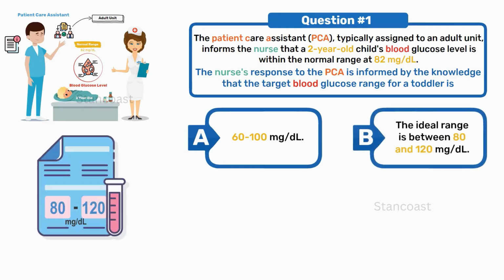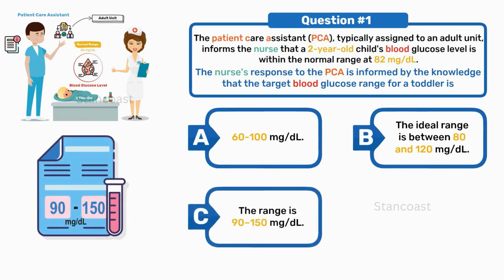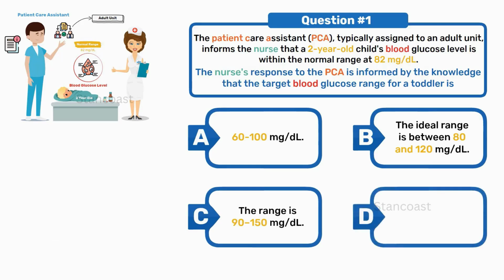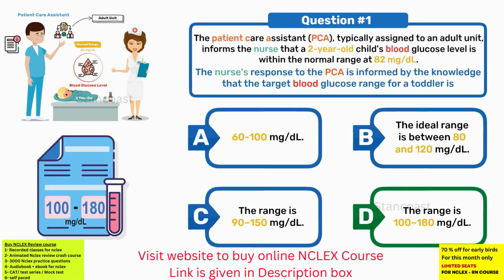B. The ideal range is between 80 and 120 mg per dL. C. The range is 90 to 150 mg per dL. D. The range is 100 to 180 mg per dL. The answer is D. The range is 100 to 180 mg per dL.